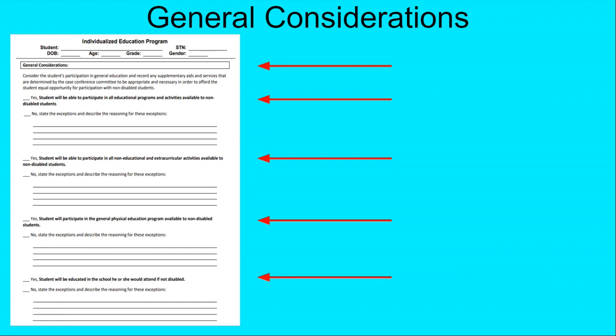Student will be educated in the same school he or she would attend if not disabled. So again, if the student is attending the same school as his non-disabled peers, then we would mark yes, okay?